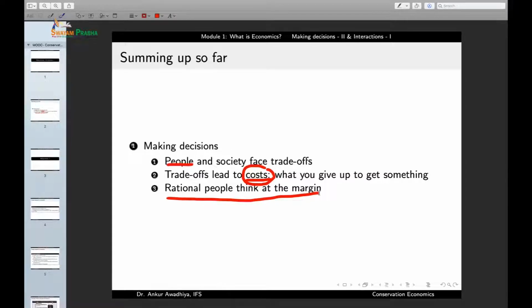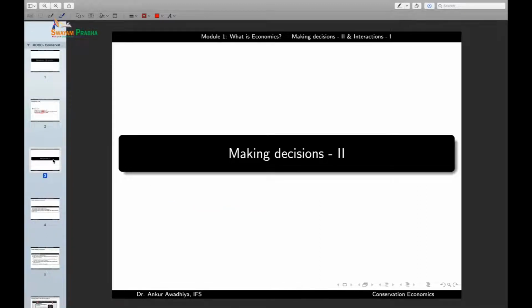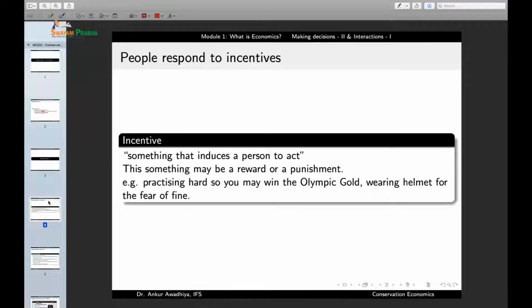So these are three things that we saw in the last lecture. And in this lecture, we will continue with this discussion on how people and society make decisions. Now, an important point in making decisions is incentives. People respond to incentives. Incentive is something that induces a person to act. Now, this inducement can be to act more or it can be to act less.